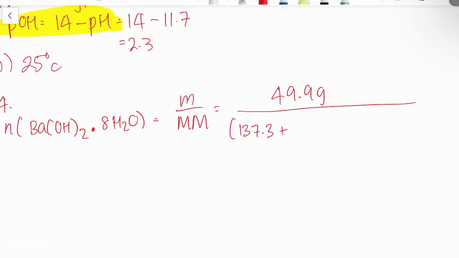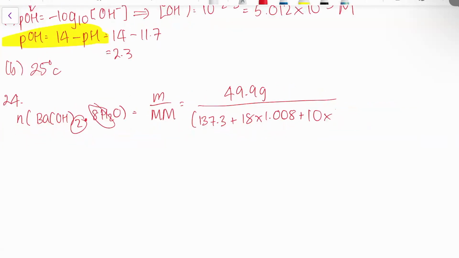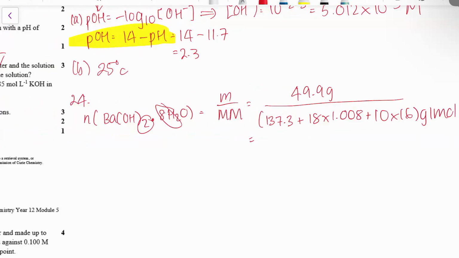How many hydrogens do we have? There's 2 here. How many hydrogens do we have in total? That's 2 plus 16, so 18. So 18 times 1.008 for hydrogen. How many oxygens do we have? 2 on the hydroxide, plus 8, that's 10. 10 times 16 for oxygen, grams per mole. How many moles of barium hydroxide octahydrate do we have?